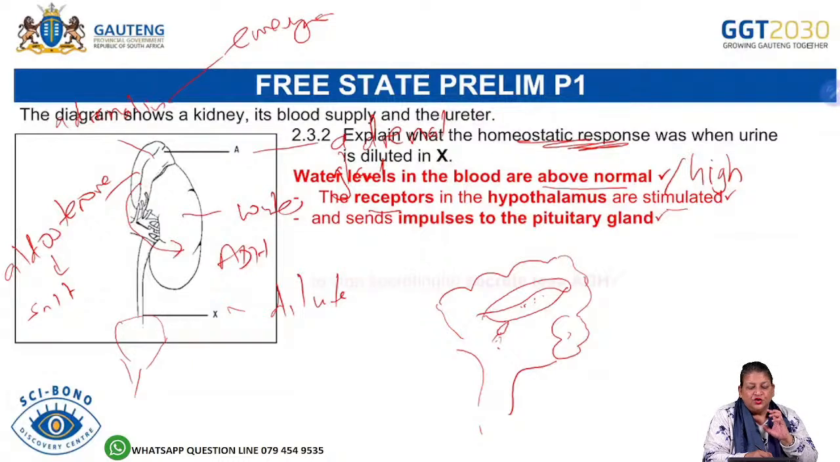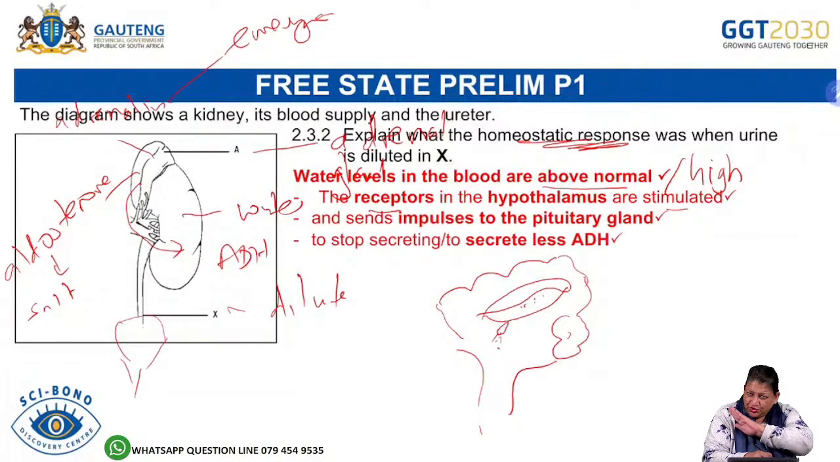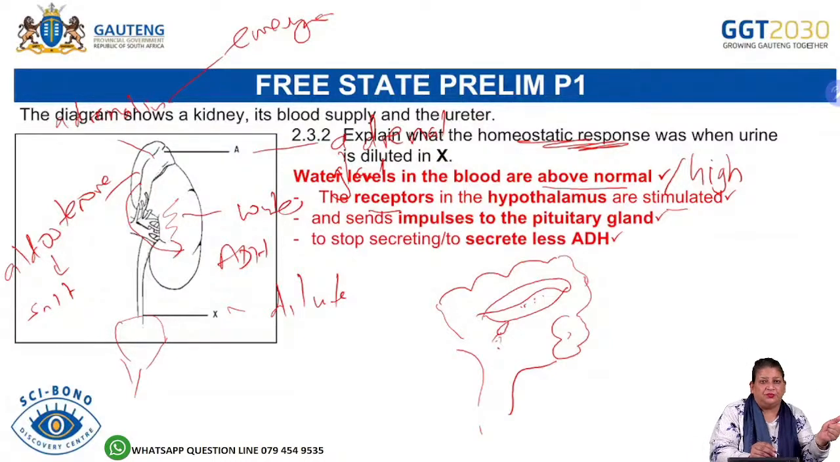Right? So it will send impulses to the pituitary and tell the pituitary, do not release ADH. Because what does ADH do? ADH makes your kidney tubules permeable to water, allows water to leave it, to go back into the blood. It's normally impermeable. But when ADH is released, the tubules become permeable. Now you have enough water in your blood, so there's no need for water to leave the kidney tubules and go back into the blood.